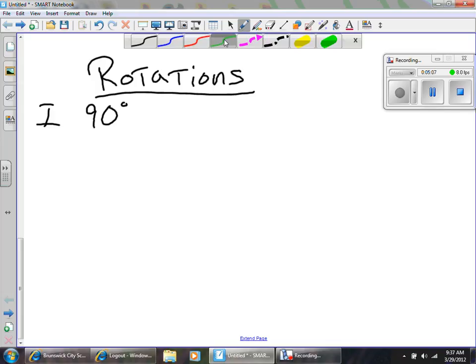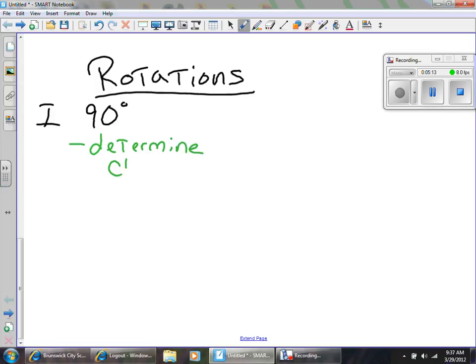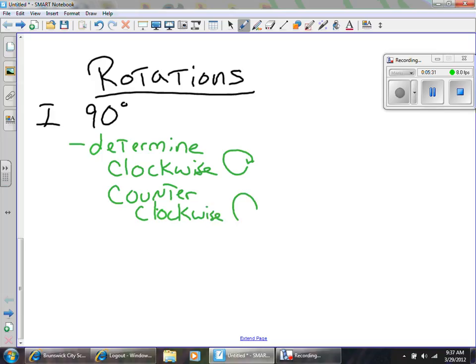And for this one, you have to determine if it's clockwise. And remember, if you forget this, you look up at the clock and you watch the right hand move. Clockwise would be like that, okay? Or if it's counterclockwise. Now, the problem should tell you, but you have to make sure you know. And that would be counterclockwise, going the other way.